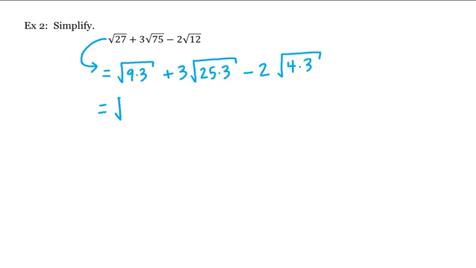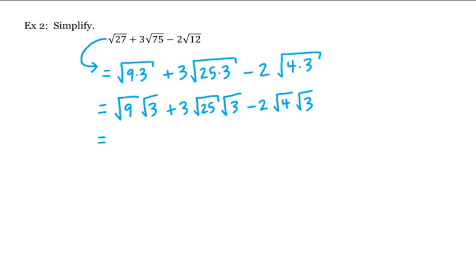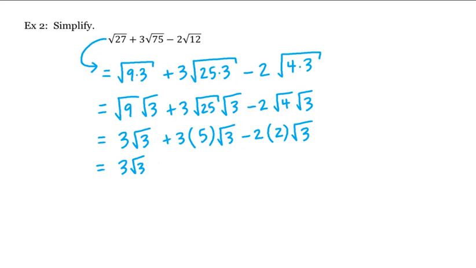Again, by properties of radicals, this is equal to the square root of 9 times the square root of 3, and then plus 3 times the square root of 25 times the square root of 3, minus 2 times the square root of 4 times the square root of 3, which is equal to the square root of 9 is 3, so we have 3 times the square root of 3, plus 3 times the square root of 25, which is 5, times the square root of 3, minus 2 times the square root of 4, which is 2, times the square root of 3, which is equal to 3 times the square root of 3, and then plus 15 times the square root of 3, and minus 4 times the square root of 3.